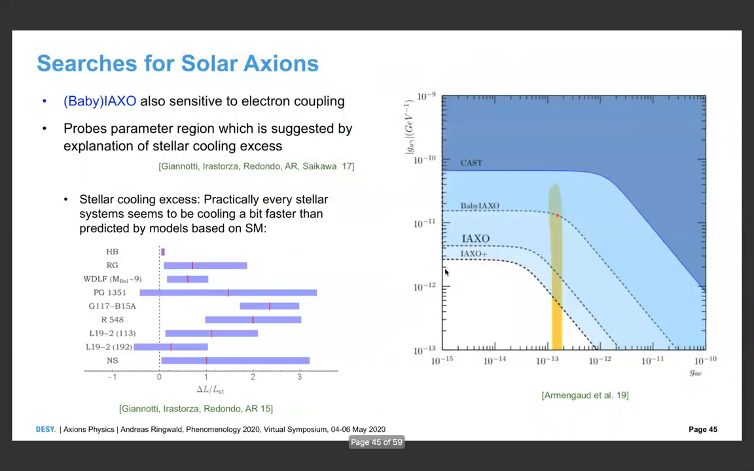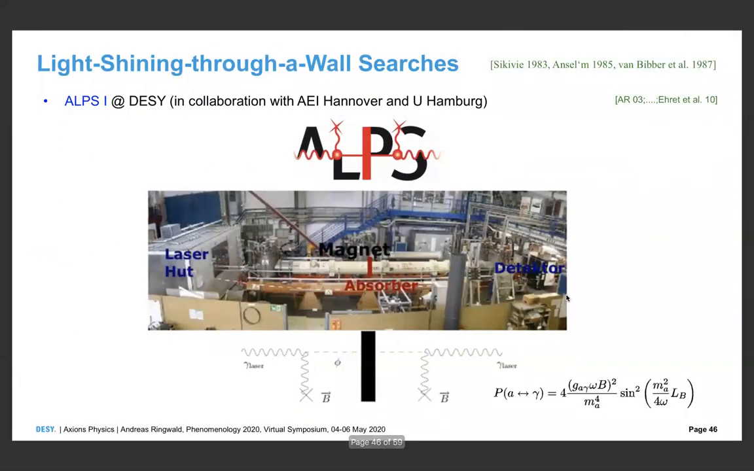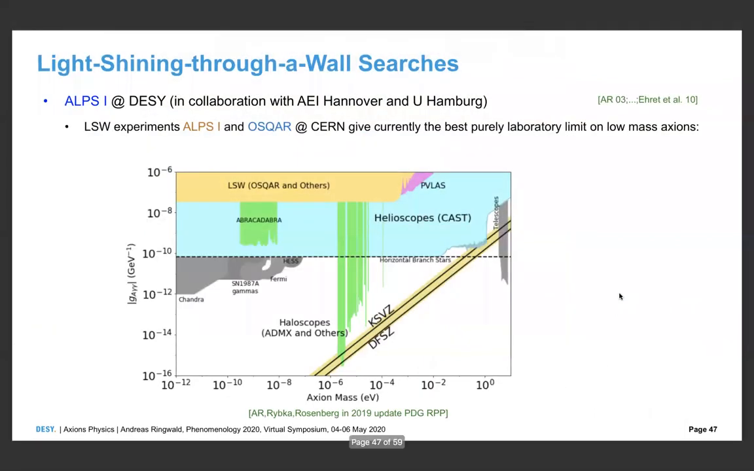Finally, as a last point, I will also mention the light-shining-through-wall searches at DESY. So with ALPS, the Any Light Particle Search at DESY, we had produced in 2009 the best direct limits on light axion-like particles in a purely laboratory experiment.